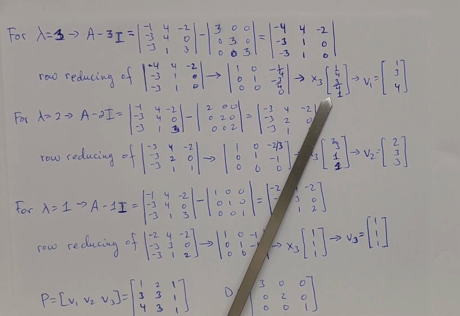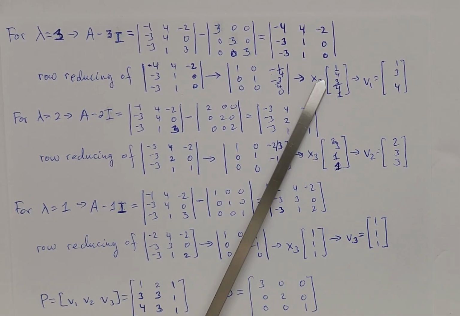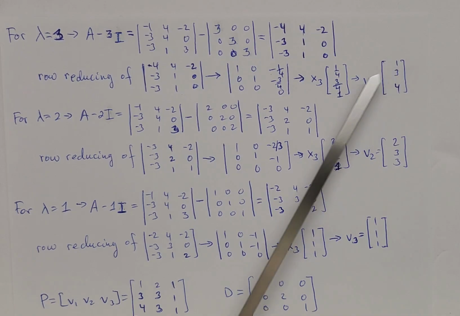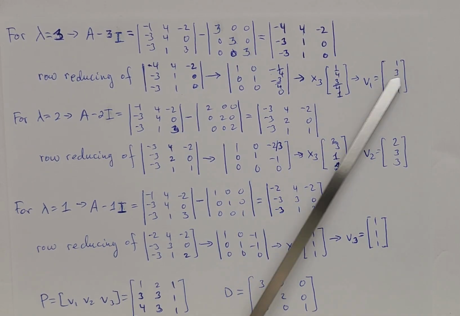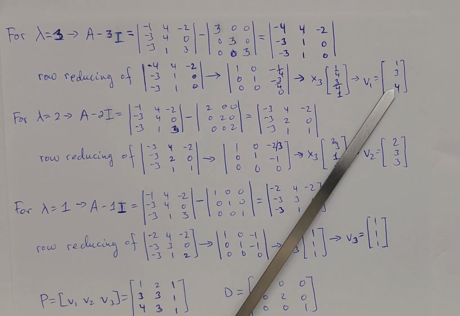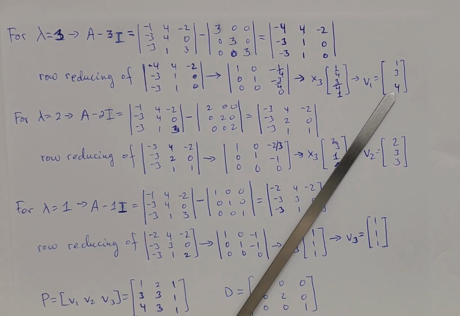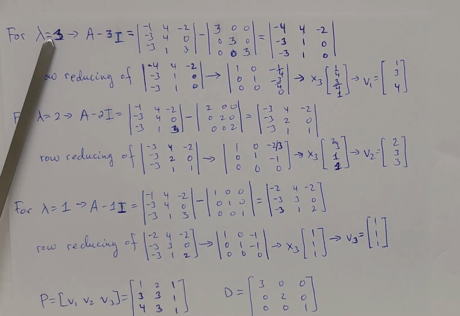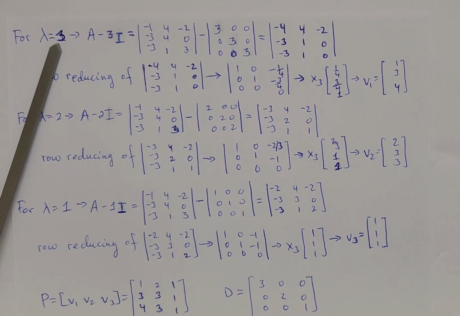Now I don't want fractions, so multiply that by 4. So 4 times 1/4 is 1. 4 times 3/4 gives me 3. 4 times 1 gives me this 4. So this is the first basis vector that belongs to this eigenvalue 3.